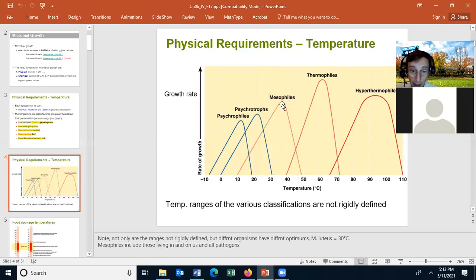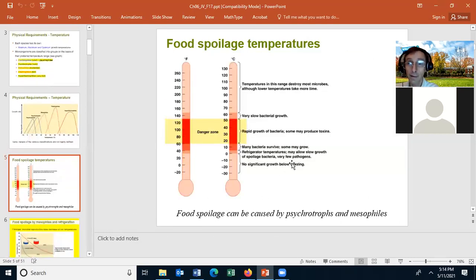And the reason for that is that it grows on our skin. And our skin is a little bit cooler than our internal body temperature. So M. luteus is a mesophile, but it doesn't grow best at 37. It actually grows best at 30 degrees. Any question about the different temperature classifications and how the range as well as the optimum is not rigidly defined? Okay, I didn't hear anything, so we're going to move on.